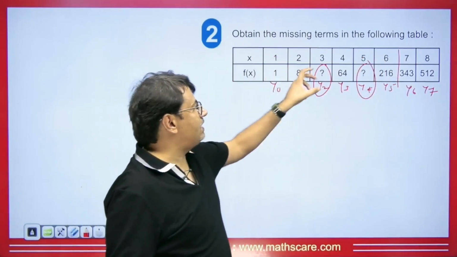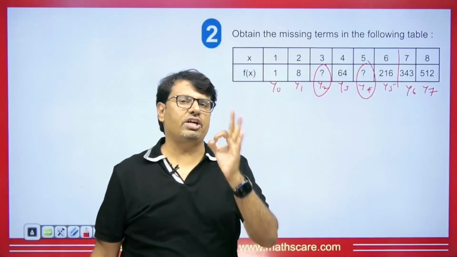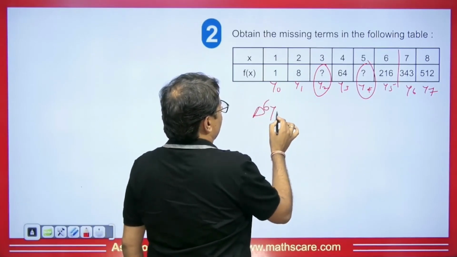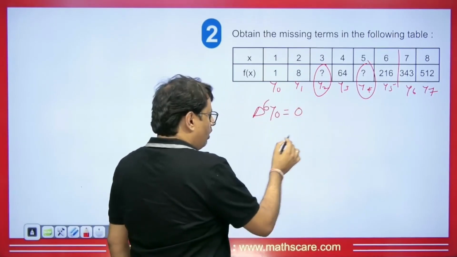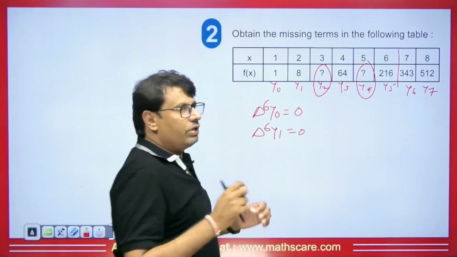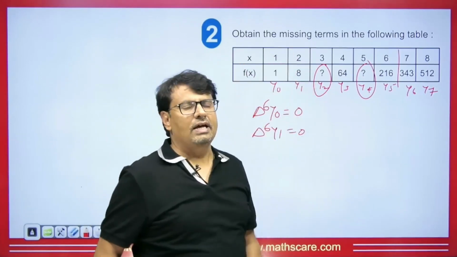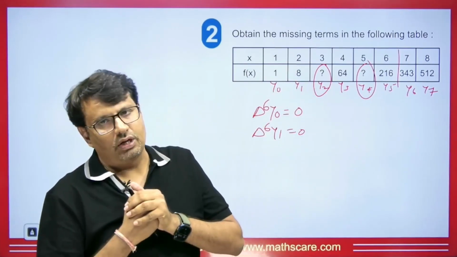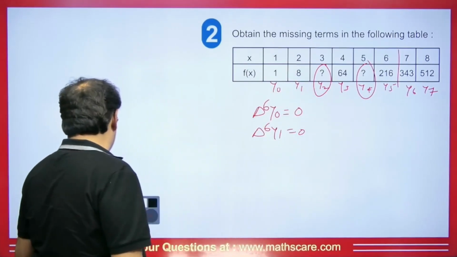We have a total of 8, of which 2 are missing, meaning 6 are given. And whenever 6 are given, what does it mean? Del power 6 y0 equals 0 will be done. And one more thing, del power 6 y1 equals 0 will also be done, because if two values are missing, we need two equations for this to work. Otherwise, it will not happen. Is it clear?